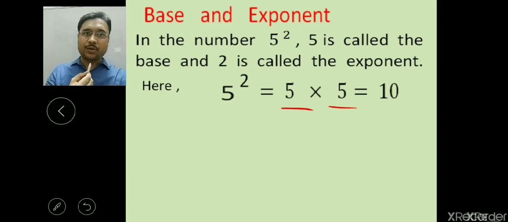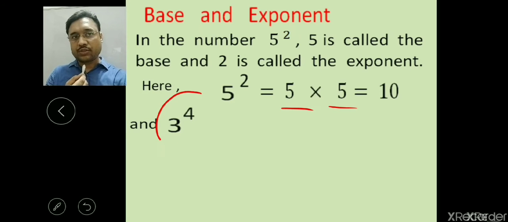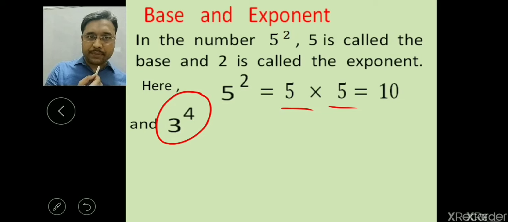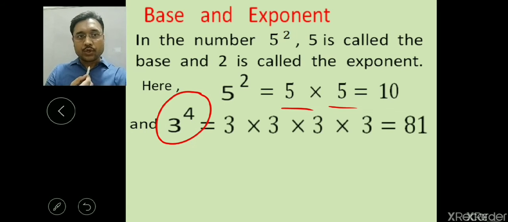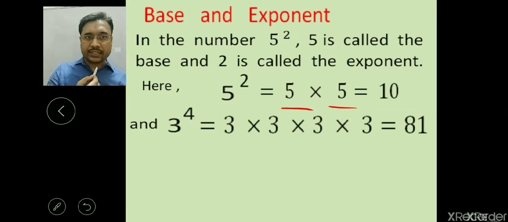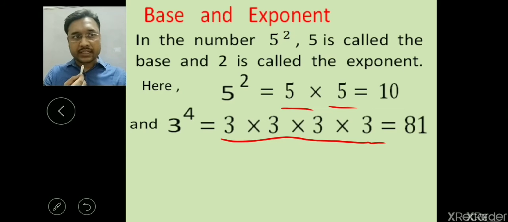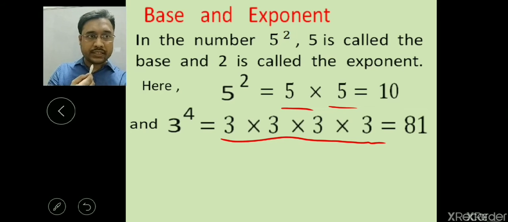Now we can say this, 3 to the power 4. 3 is the base and 4 is the power or exponent here. Then you can write that 3 to the power 4 is equal to, since the power is 4, you will multiply the 3 with itself 4 times. So 3 into 3 into 3 into 3 will give the result 81, because 3 into 3 is 9, 9 into 3 is 27, and 27 into 3 is 81.